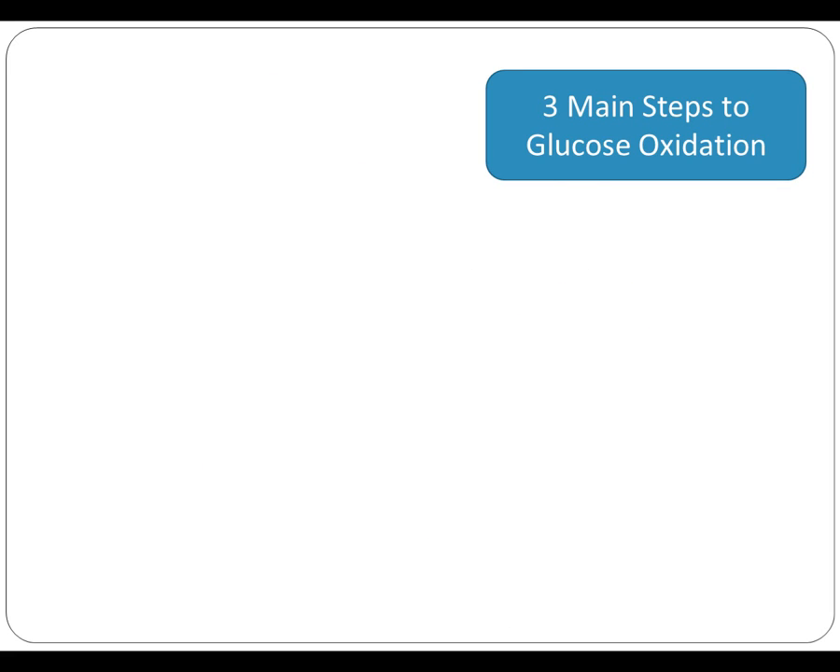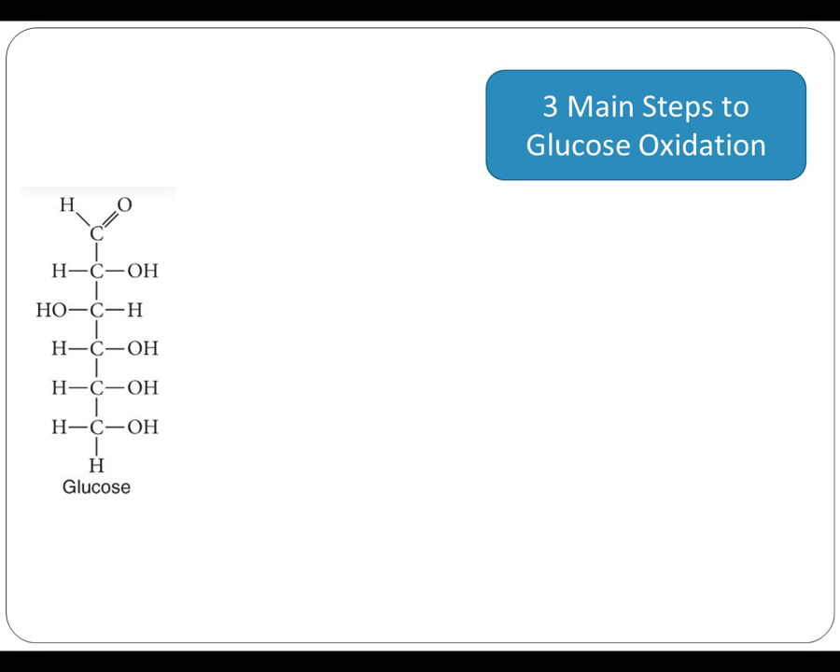And so what we're going to do is oxidize glucose. What does that mean? In aerobic respiration, we are oxidizing glucose, taking away electrons. Very good. The final electron acceptor will be oxygen.